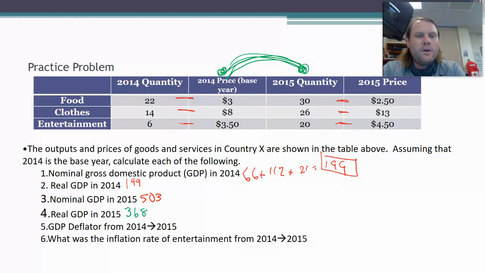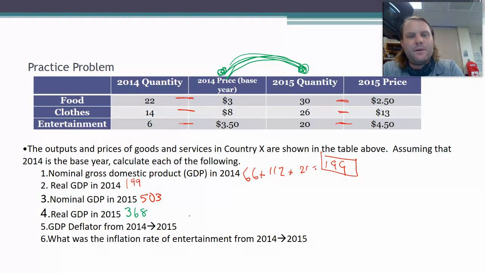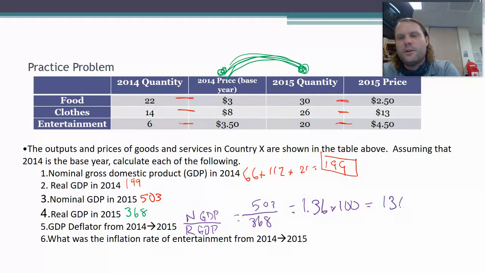368. For my deflator, remember, my formula is nominal GDP divided by real GDP. That's going to give me a number. In this case, it's going to equal 503 divided by 368. The way I remember is nominal stays in the numerator. That number gives me 1.36. I multiply it by 100 and it equals 136.